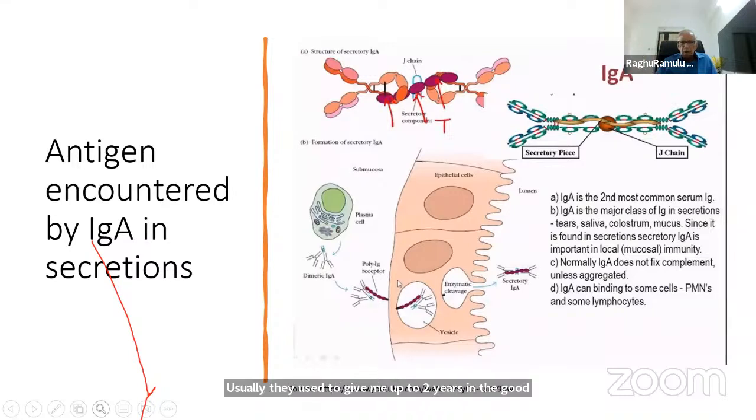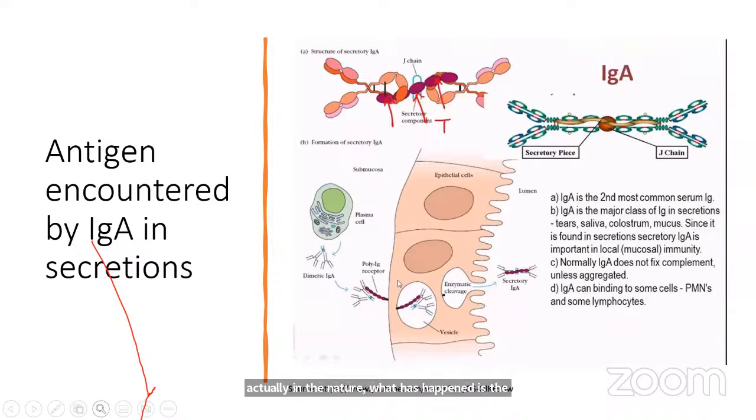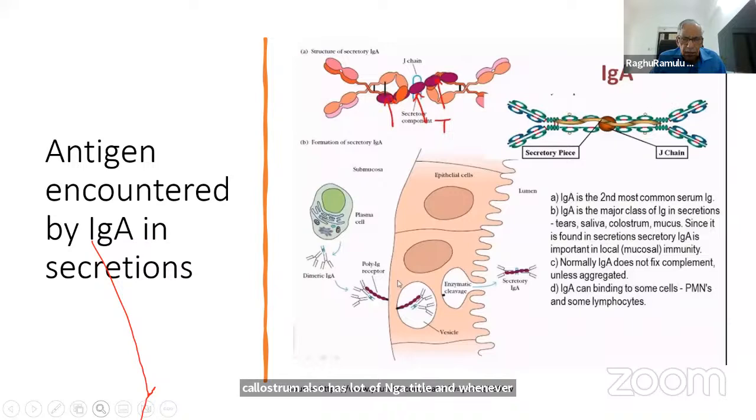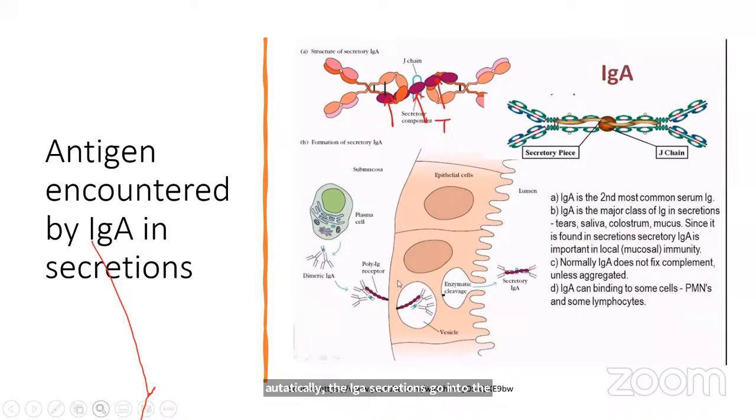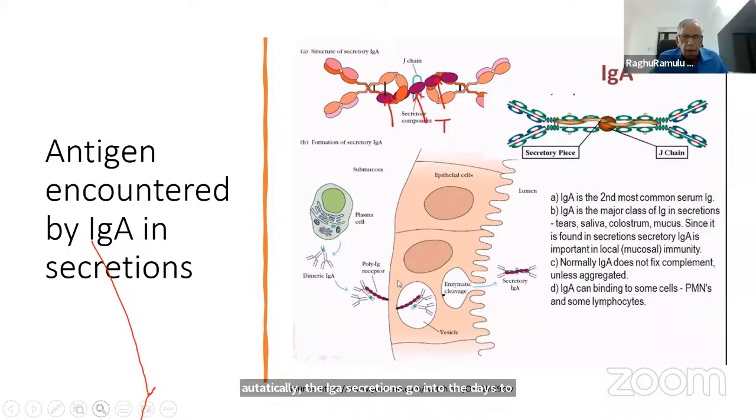Now it has come down to the level of 6 months or even less also, because now there are several issues for giving milk to the babies by means of mothers. But actually in nature, the colostrum also has a lot of IgA titer, and whenever milking is done by means of mother, automatically the IgA secretions go into the digestive tract of the young one, to try to take care of the health of the young one.